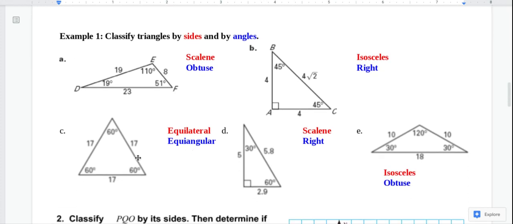Then looking at C, look first at the sides, 17, 17, and 17. All sides are the same, 3 congruent sides. It is equilateral. Then looking at the angles, 60 degrees, 60 degrees, 60 degrees. All 3 angles the same. It is equiangular.